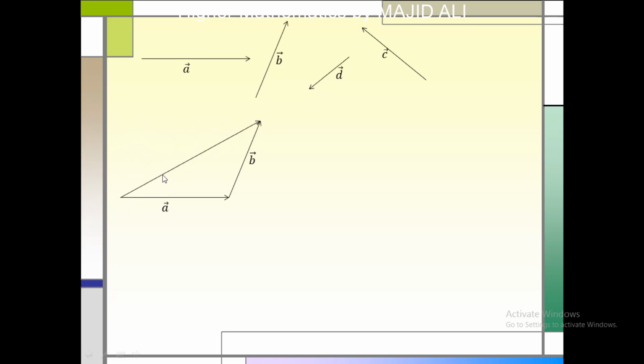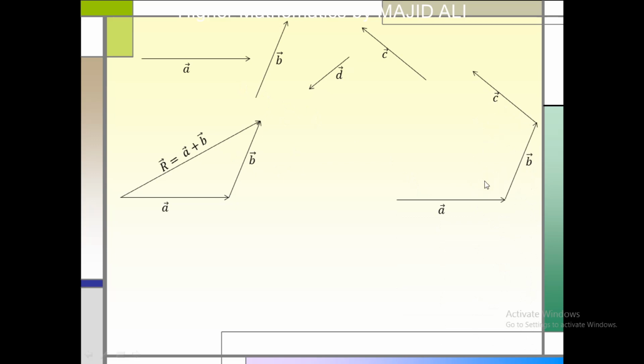The resultant vector coincides with the tail of the first vector and the head of the last vector, that is, tail to tail and head to head. This is the resultant vector A plus B. Now we will add A, B and C. This is vector A, vector B and vector C.